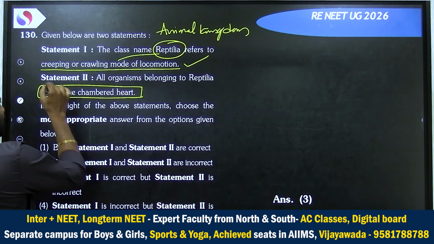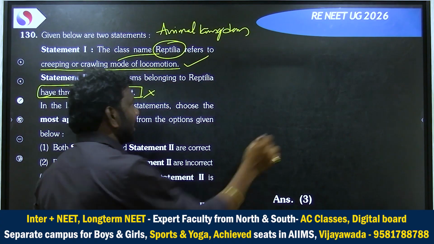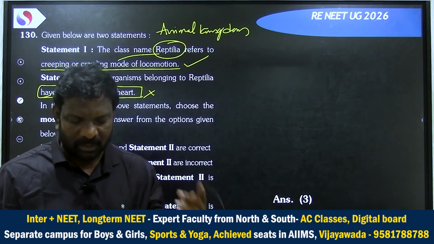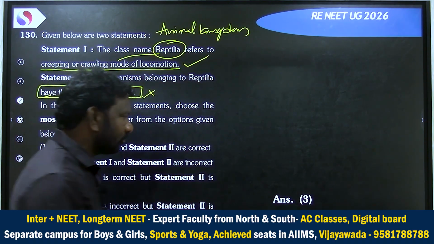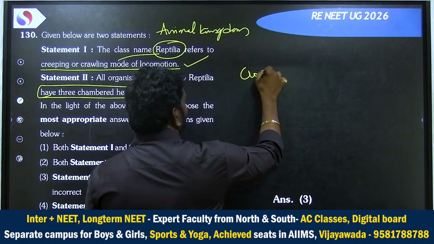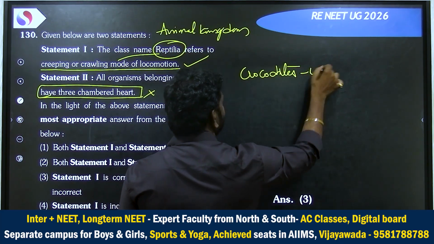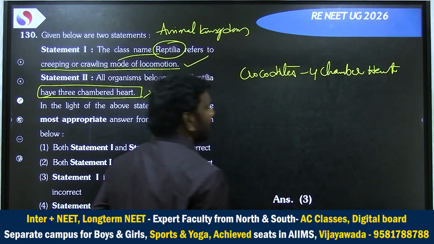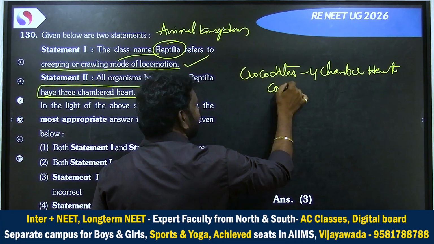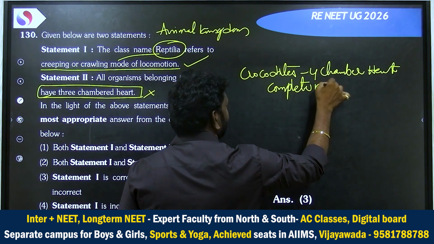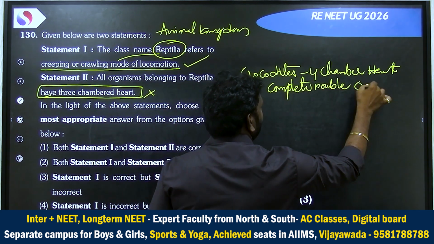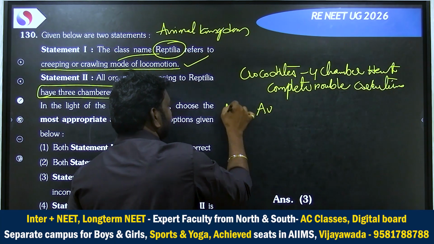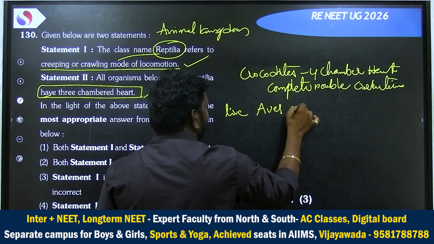So this is a wrong statement. How? In kingdom Animalia, reptiles have a 3-chambered heart and exhibit incomplete double circulation as per NCERT. But crocodiles have a 4-chambered heart. It exhibits complete double circulation, like mammals and aves.